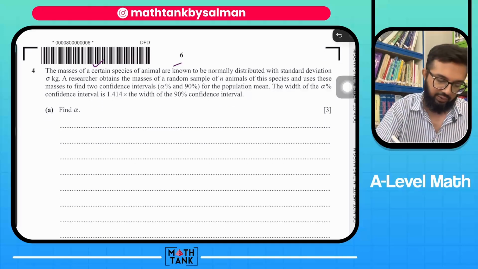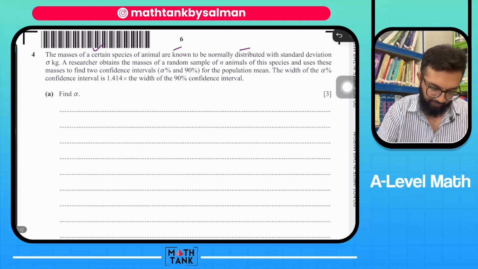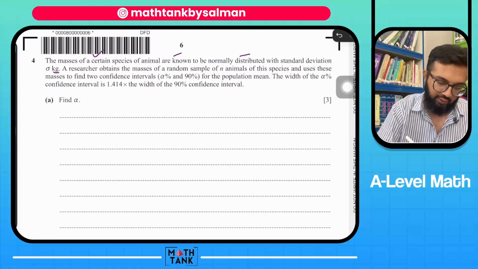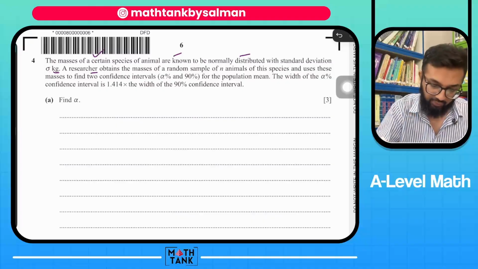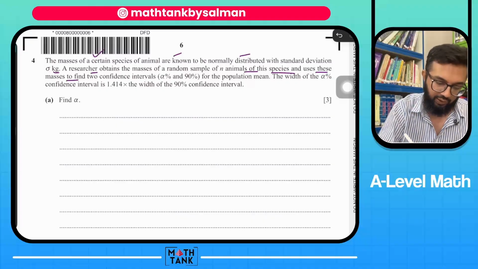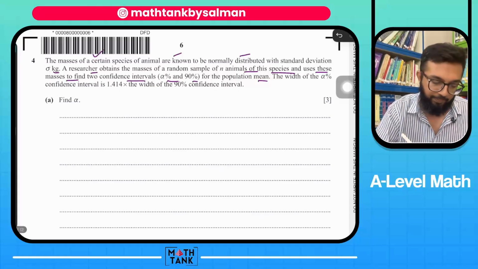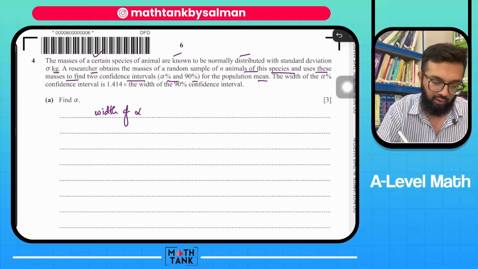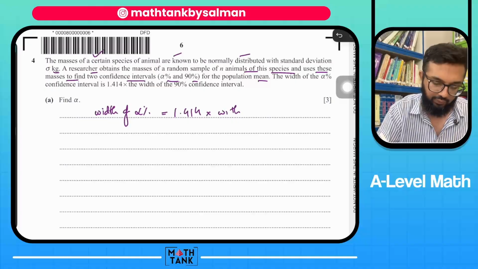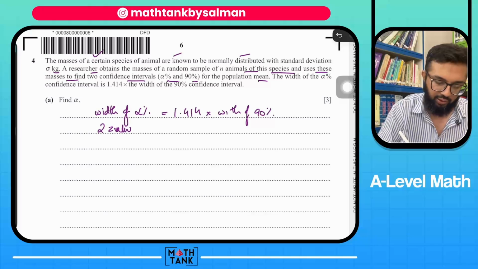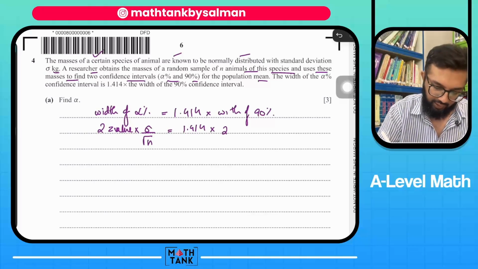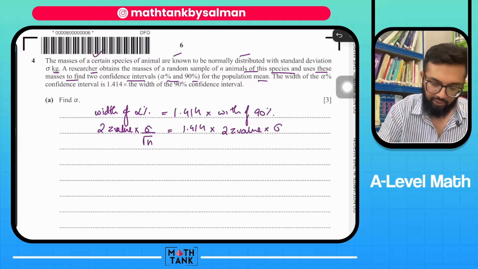Then it says the masses of a certain species of animal are known to be normally distributed with standard deviation sigma. A researcher obtains the mass of a random sample of n animals of the species and uses this to find two confidence intervals, alpha percent and 90%, for the population mean. The width of the alpha percent interval is 1.414 times the width of the 90% interval. So width has a formula: 2 times z value times sigma over root n. So 1.414 times z value times sigma over root n.